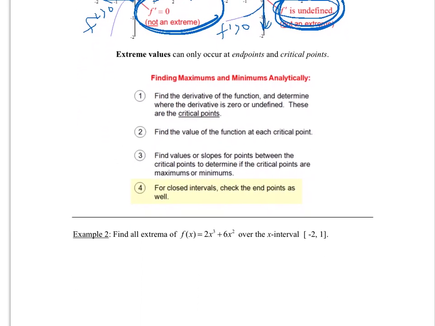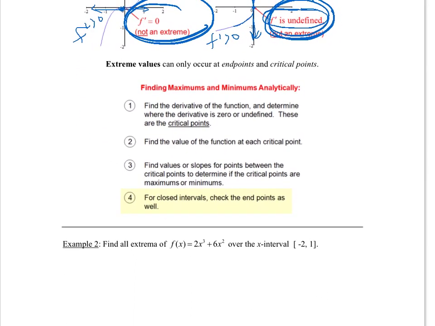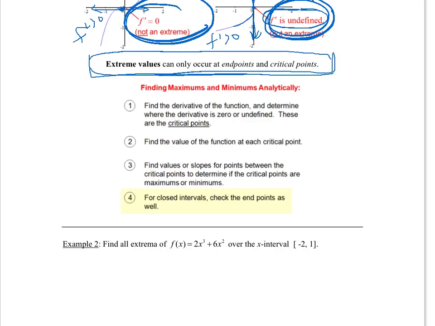Keep reading with me here. Extreme values can only occur... The only way you can have an extreme value is if you're talking about a critical point or an endpoint. Let me just keep on circling this. Maybe you'll see it's very important.